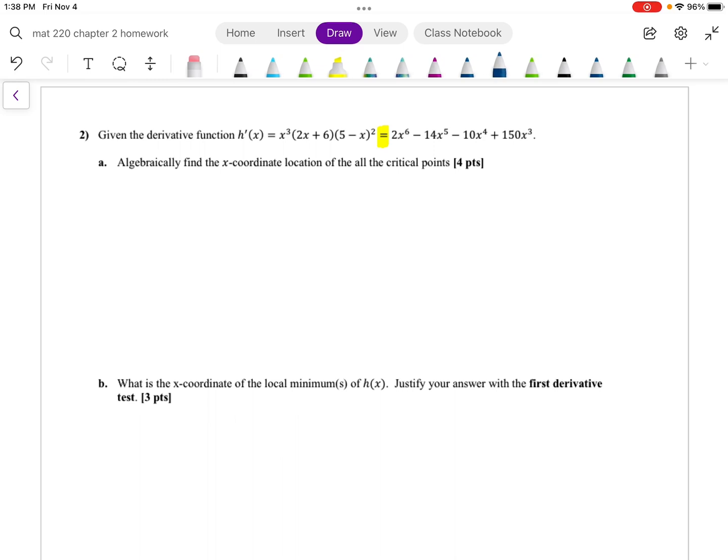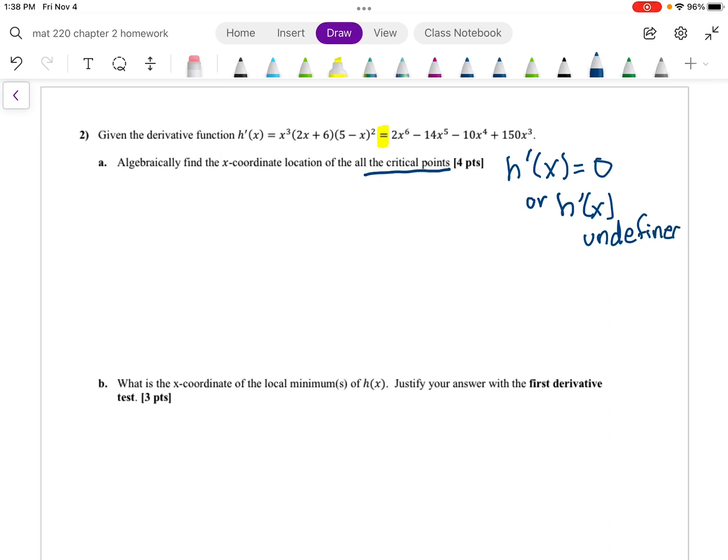So we're asked to find the location of all critical values. Now, if you remember, there are two places where critical values might occur on a function. They're going to be where my derivative h prime of x equals 0 or where h prime of x is undefined.